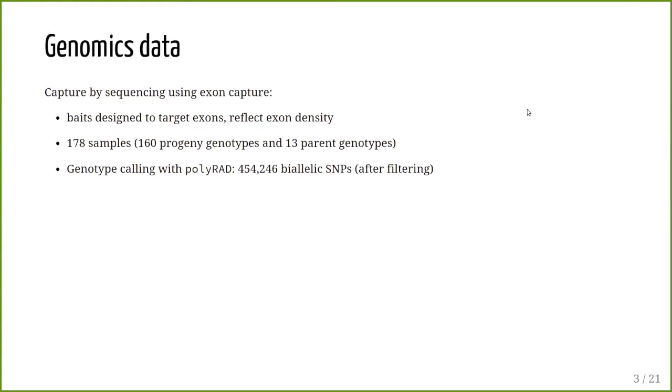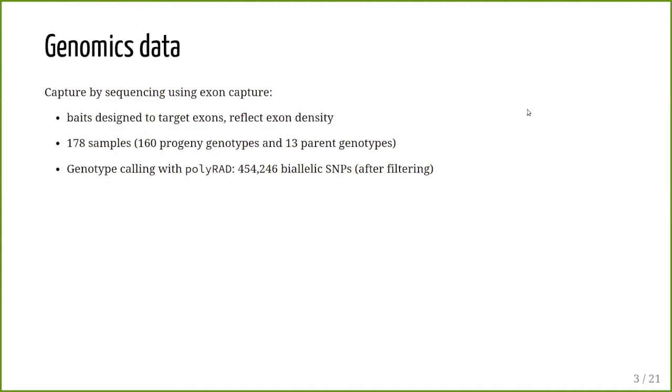We obtained genomic information for 178 samples. So most of them were progeny genotypes. And we also had information about some of the parents that were genotyped. And sometimes we also had several biological replicates for the parents' genotypes.